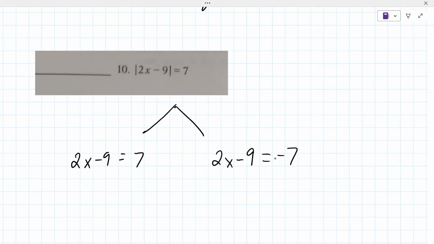Now to solve this, you have to do like we've been doing in those earlier problems, like number 7 and number 8. You have to undo addition and subtraction before multiplication and division. So I'd like you to try solving each of these, please.